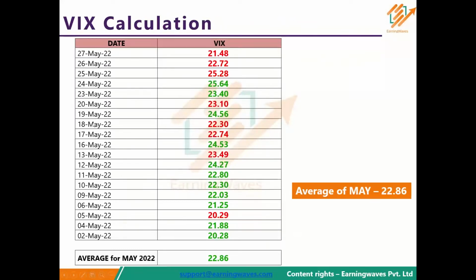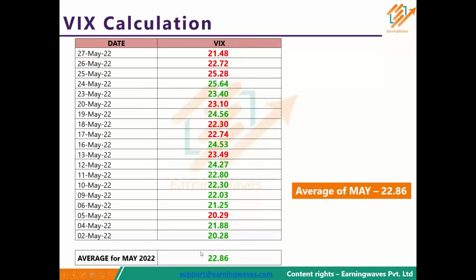Now let's calculate the VIX for the month of May. We calculate the May series VIX from 2nd May to 27th May, and we get an average of 2.86.